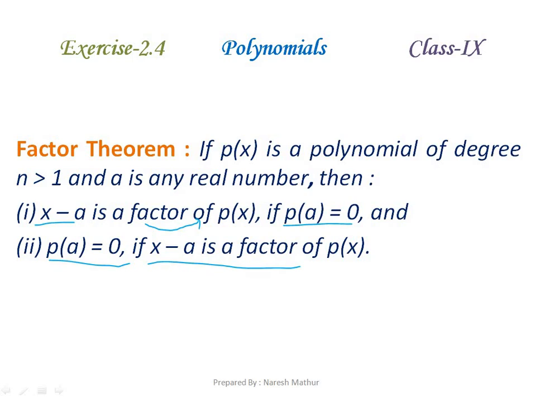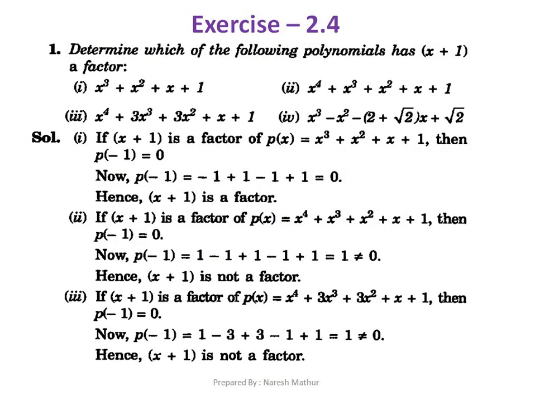Alright, let's start the exercise. In the first question, we are given: determine which of the following polynomials has x plus 1 as a factor. For this we need to find the value of p of minus 1 of each polynomial, and if we are getting 0 at the end, we can say yes, x plus 1 is a factor of the given p of x, and if it is not, then it will not be a factor of the given polynomial.